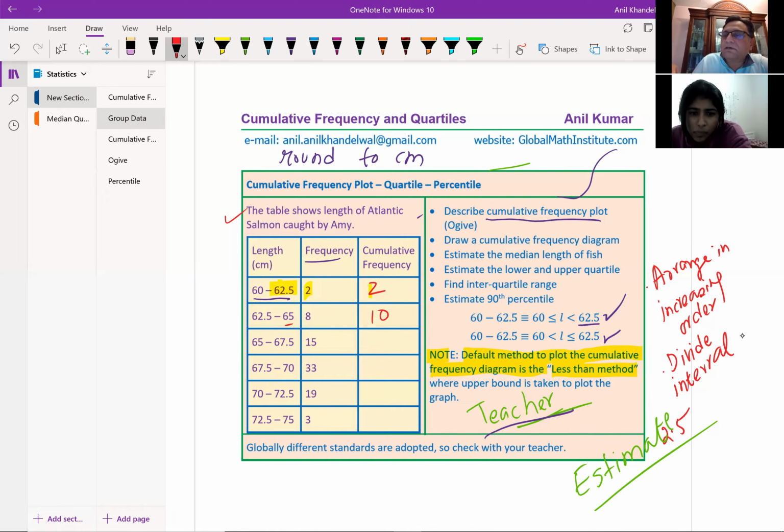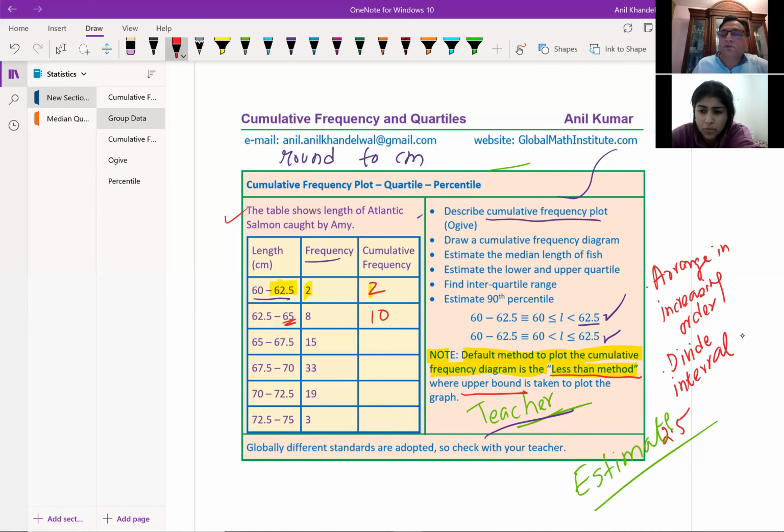The method we are applying here, which we call the default method, is the less than method. Whenever you're applying the less than method, the key value you look at is the upper bound. Means what is less than 65? The upper bound of the interval. Very important to understand.